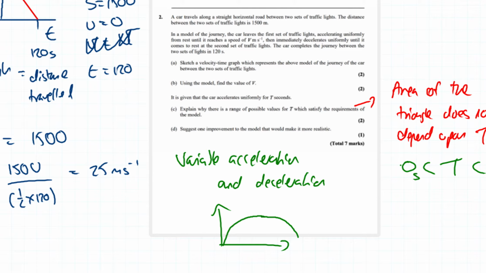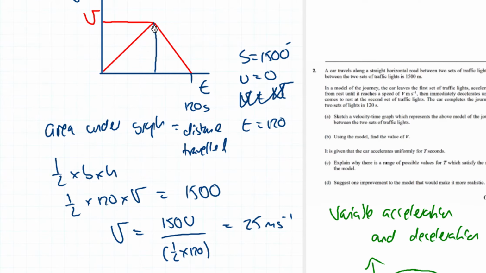And also this is suggesting that the car suddenly is accelerating and then suddenly decelerates at the same amount. Obviously in real life your acceleration would be varying, so your velocity time graph would be more of a curve than a perfectly straight line. And that brings in question 2.